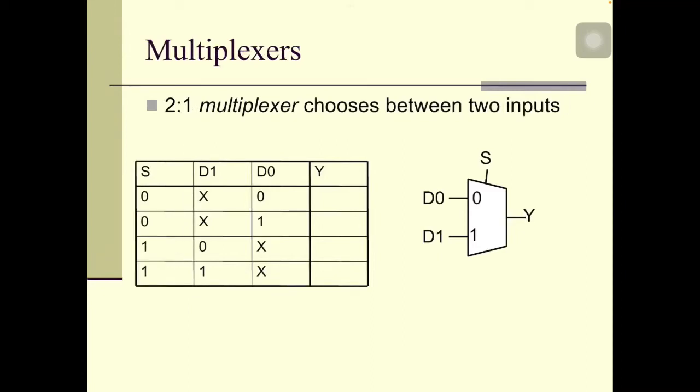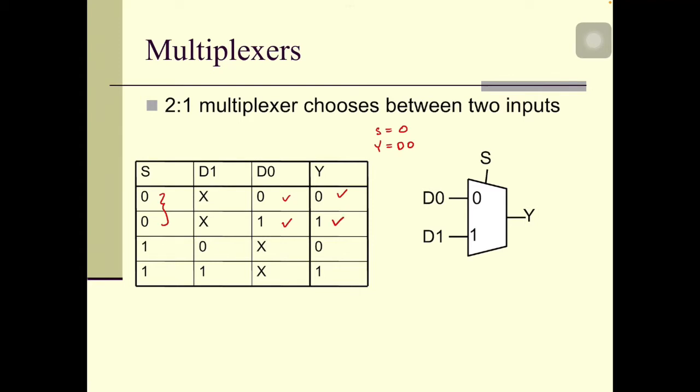Now you go into a multiplexer. So a multiplexer is that if you have a 2-to-1 multiplexer, it will choose between two inputs. Okay, so if S equals 0, the output will follow D0. So S equals 0, Y equals D0. So here, if D0 is 0, Y is 0, and if D0 is 1, Y will be 1.